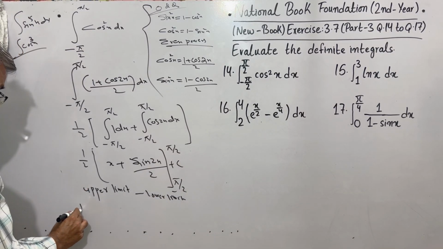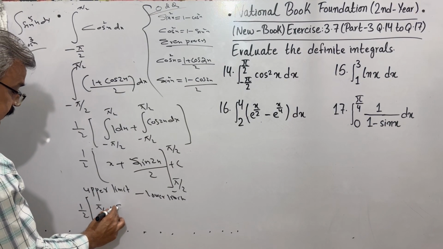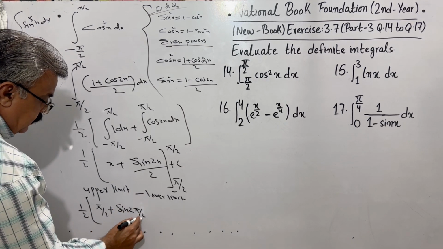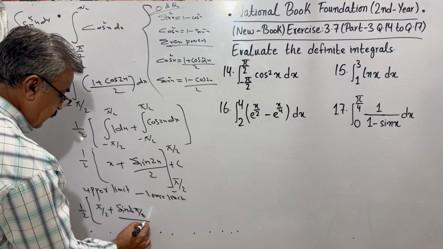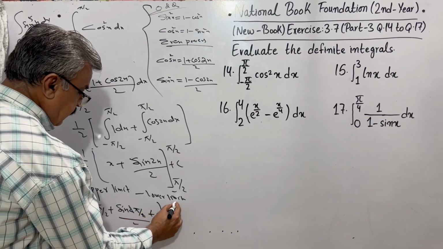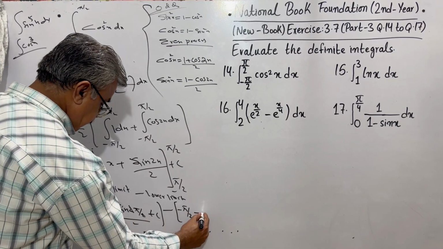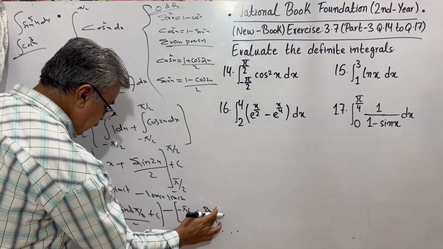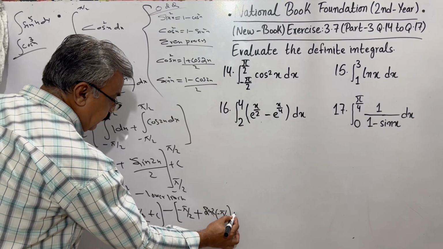Okay, writing 1 over 2 outside. First the upper limit: instead of x, pi over 2, it will become sine 2x, meaning pi over 2, the 2s cancelled out, overall divided by 2, plus c, that's my upper limit. Lower limit: minus pi over 2, that is plus, instead of x, sine 2, the limit is minus pi over 2, plus c.